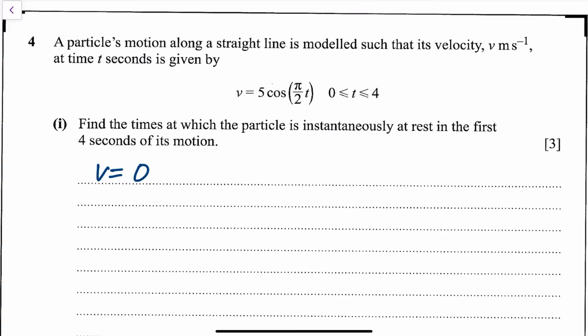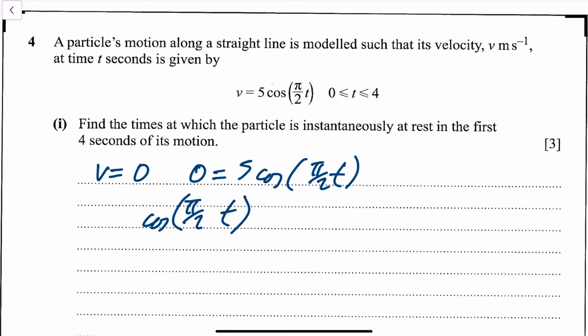So instantaneously at rest in the first 4 seconds of motion. So you put v equals 0. So v is equal to 5 cos of pi over 2 t, and then that just becomes another wee trig question. Tough enough, we examine this. If you didn't know your basics from your pure, you could be in difficulty.